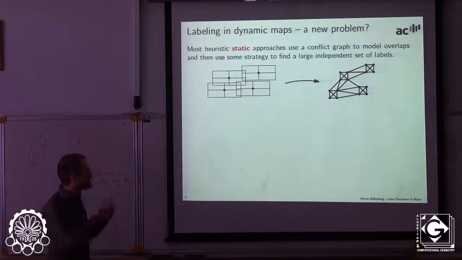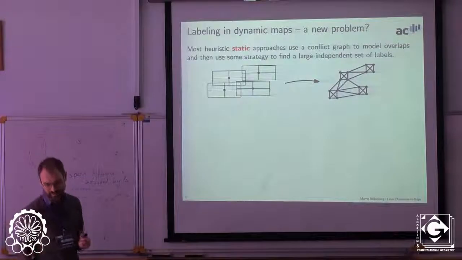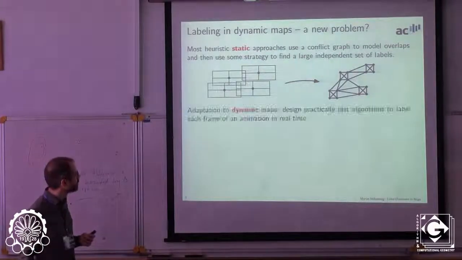And then, of course, independent set is also an NP-hard problem. So you use some kind of greedy strategy or other heuristics to compute, say, large independent sets. And this would be your set of labels to place.